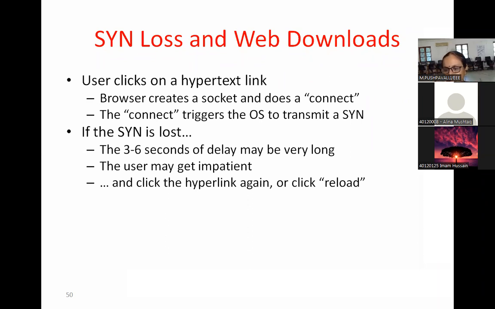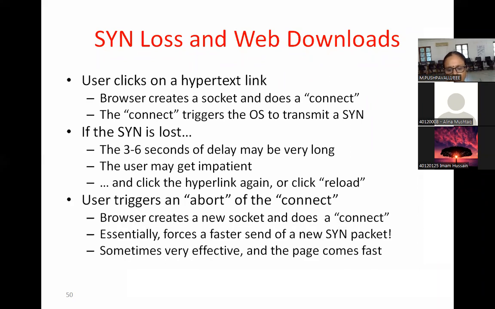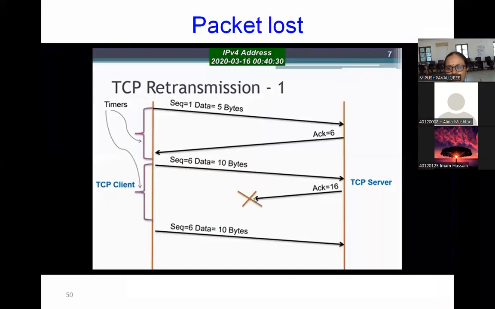That time it will take 3 or 6 seconds, or else you are not able to connect. We will reload the page and try again. Sometimes it won't respond. Then we can come out of that web page and abort, or else we can reconnect to get the hyperlink on the web page.